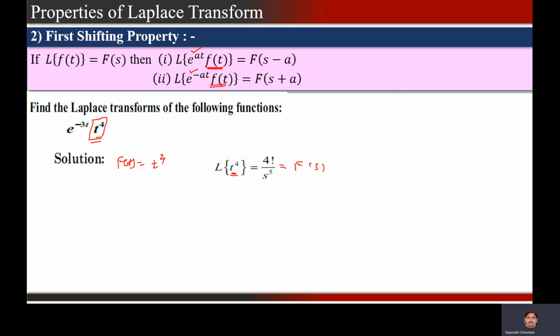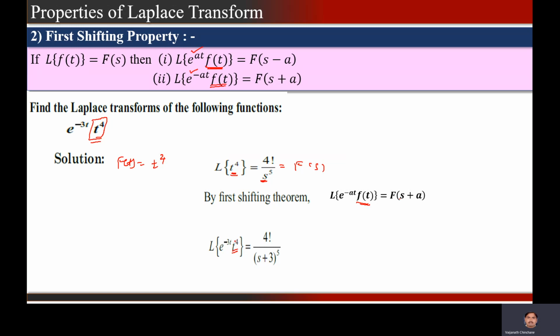So after finding F of s of this f of t, then write by the first shifting theorem. What is the first shifting theorem statement? L of e raised to minus at f of t is equal to F of s plus a. Means whatever your f of t, take the Laplace of that, and in that Laplace, s is replaced by s plus a, and therefore L of e raised to minus 3t t raised to 4 is equal to, what is the L of t raised to 4? This value, in which your F of s, that s should be replaced by s plus 3.